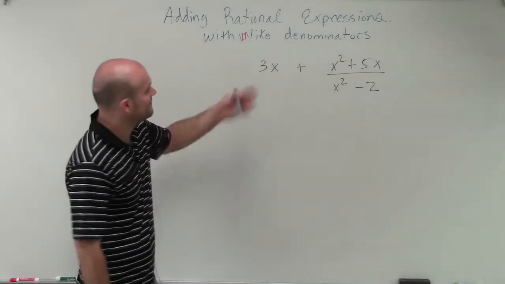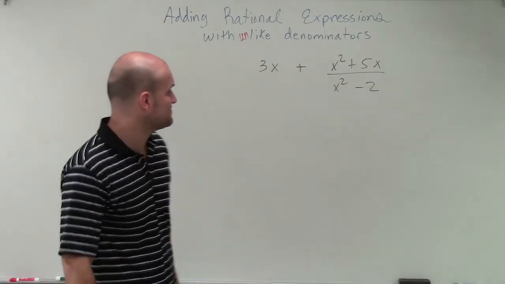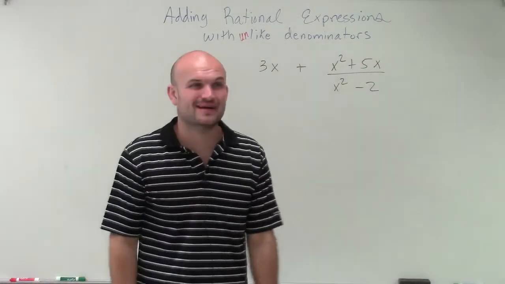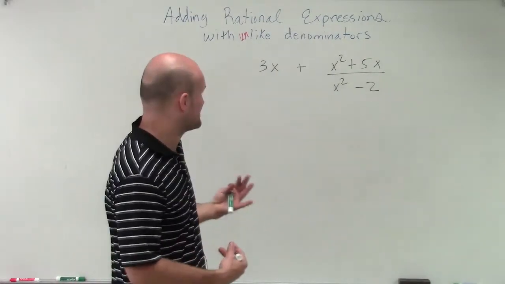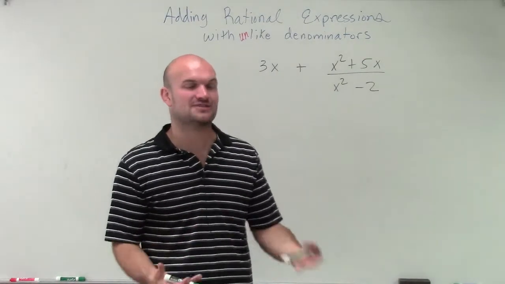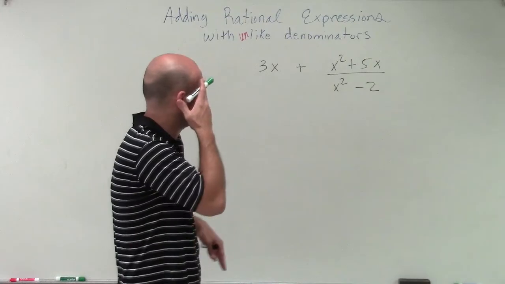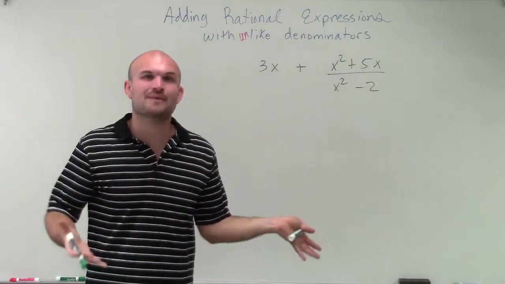Welcome. So what I have in this case is 3x plus (x squared plus 5x) divided by (x squared minus 2). And I like this problem because it kind of hits a nerve with students as they're looking and talking about adding and subtracting rational fractions. They look at this problem, they're like, OK, but what am I going to do with my LCM?